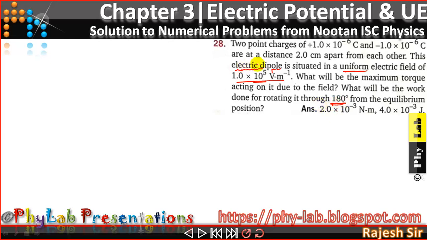This is one of the wonderful problems from Newton Physics, and at class 12th level it becomes a very important problem also, that you should understand how this type of question is going to be solved. Friends, if you haven't yet watched my video on torque experienced by the dipole and the work done in rotating a dipole, I will highly recommend you to go and watch that video also, so that you can understand the solution of this numerical problem. The link is given on the top right hand corner, so you can press the I button and watch those videos, friends.